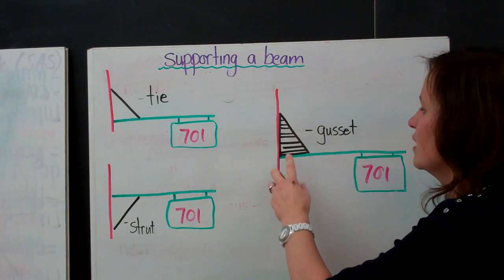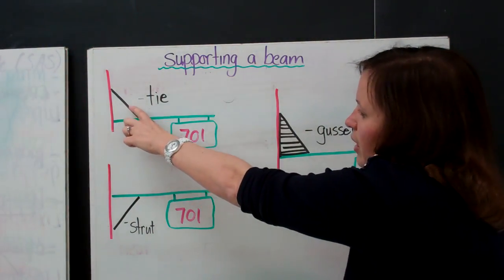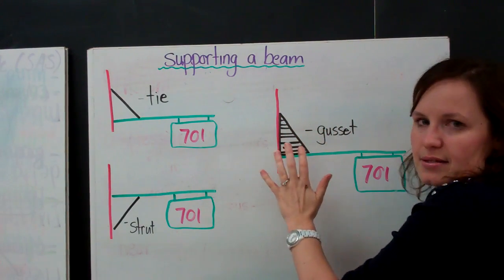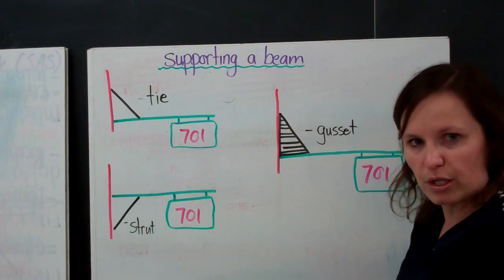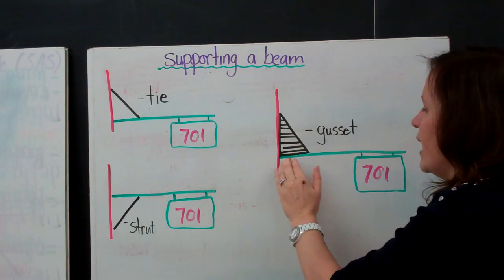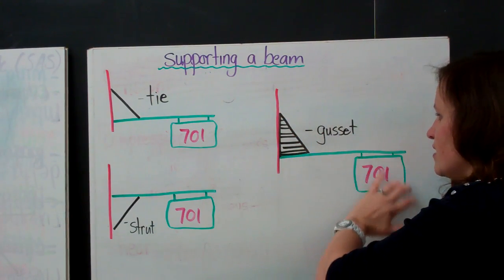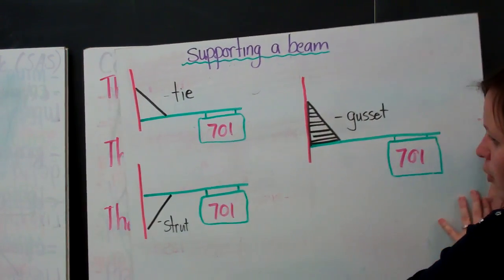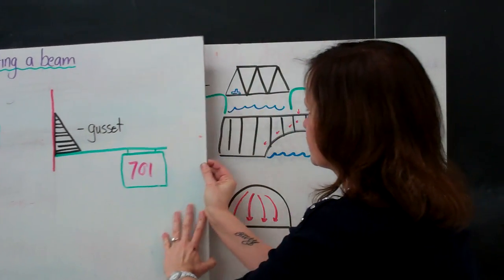Then we have a gusset, which is put in the tie position, so it's on top of the beam, but it's a solid piece. It's normally in triangle shape, because we know that triangle is the strongest shape. It would be a solid piece of material. And again, it's to prevent that tension and compression, but it's above. So those are ways of supporting that cantilever beam.